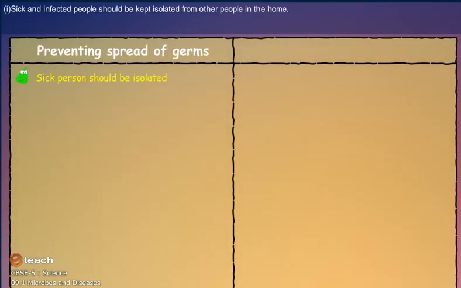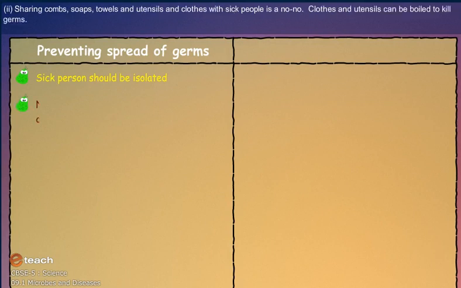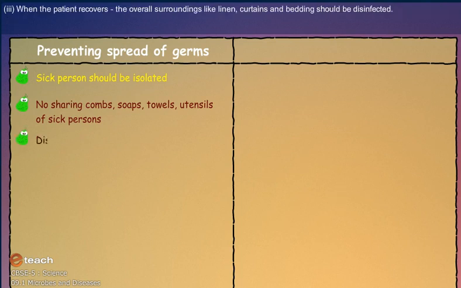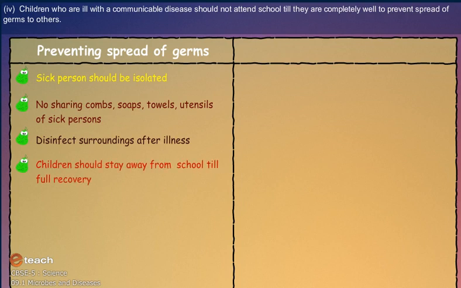Sick and infected people should be kept isolated from other people in the home. Sharing combs, soaps, towels, utensils and clothes with sick people is a no-no. Clothes and utensils can be boiled to kill germs. When the patient recovers, the overall surroundings like linen, curtains, and bedding should be disinfected. Children who are ill with a communicable disease should not attend school till they are completely well to prevent spread of germs to others.